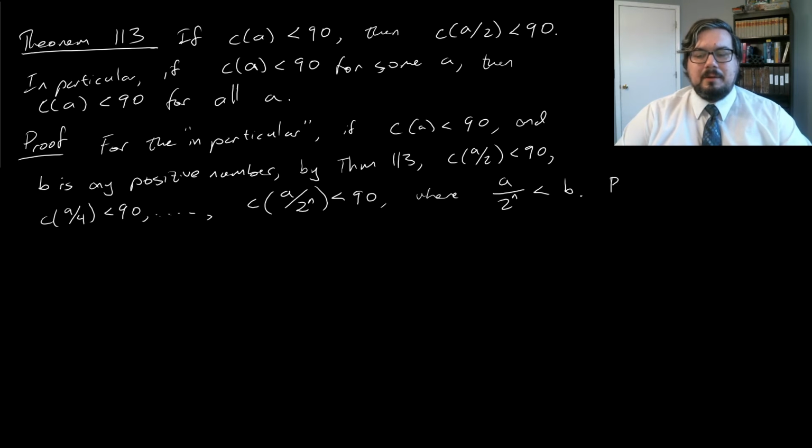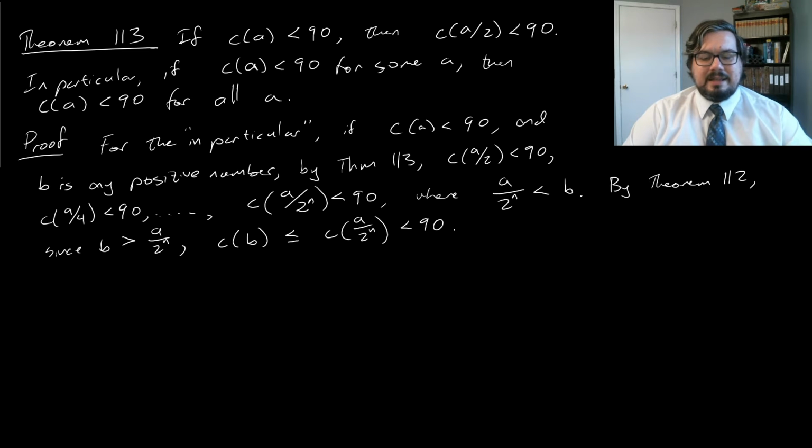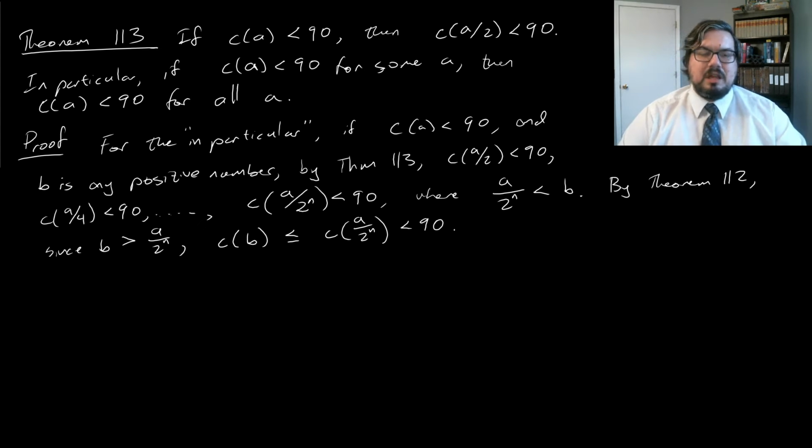And then, by Theorem 112, since B is greater than A over 2 to the n, the critical number of B is less than or equal to the critical number of A over 2 to the n, which is less than 90. So that's how the in particular piece goes. Let's finish the proof and then talk about the implications of this.